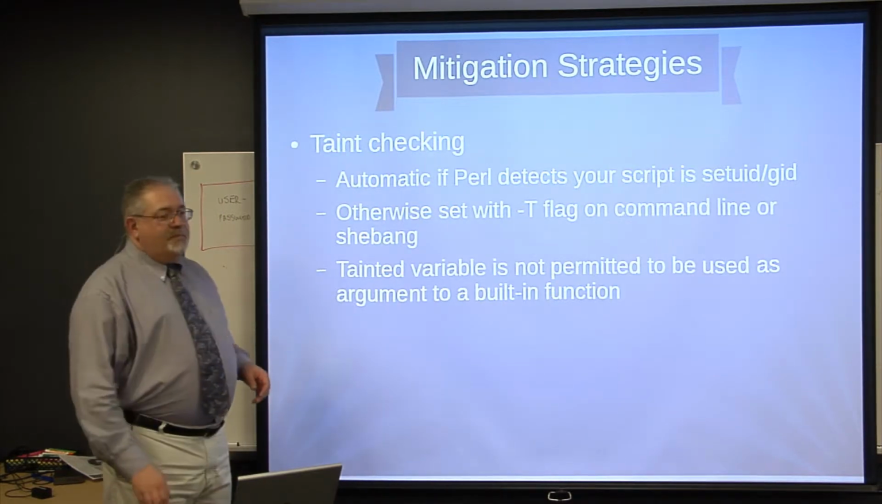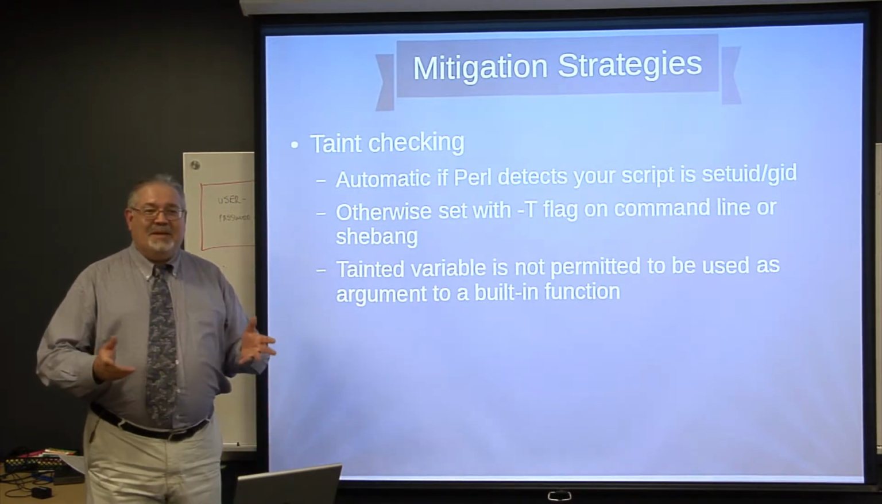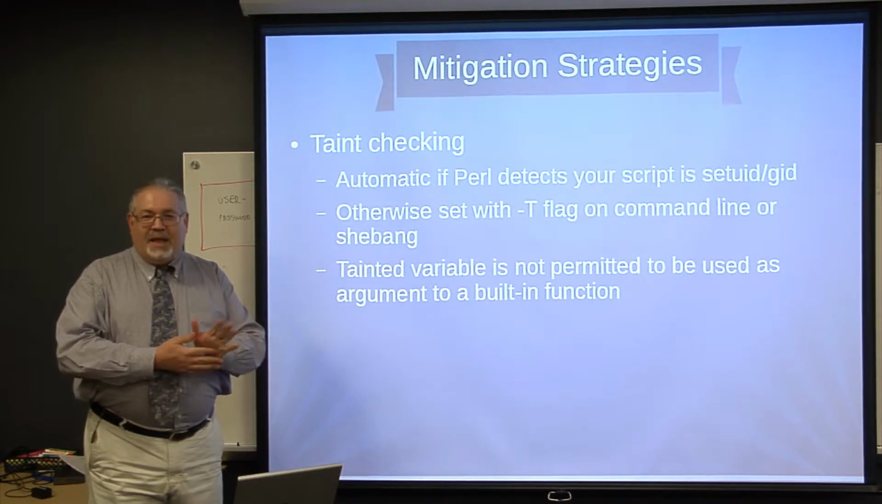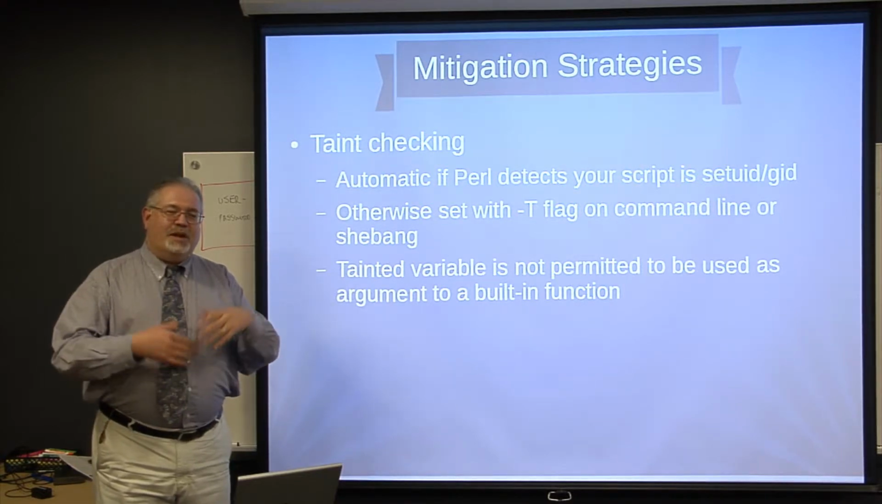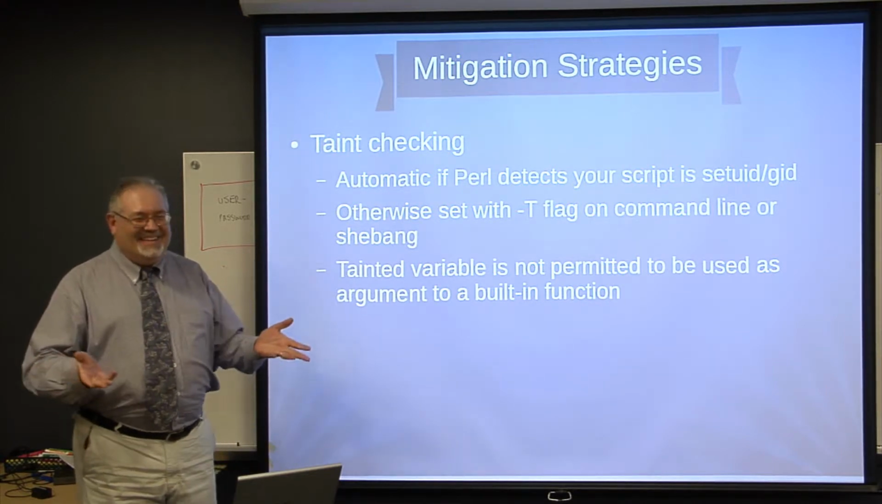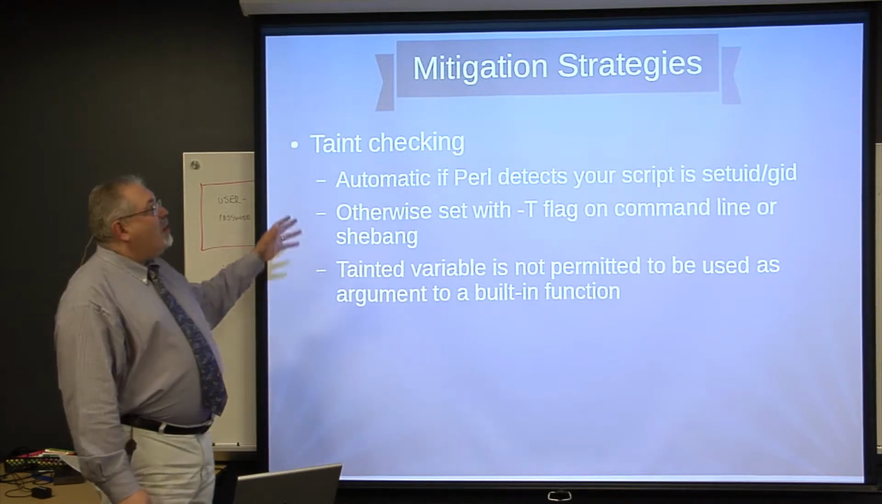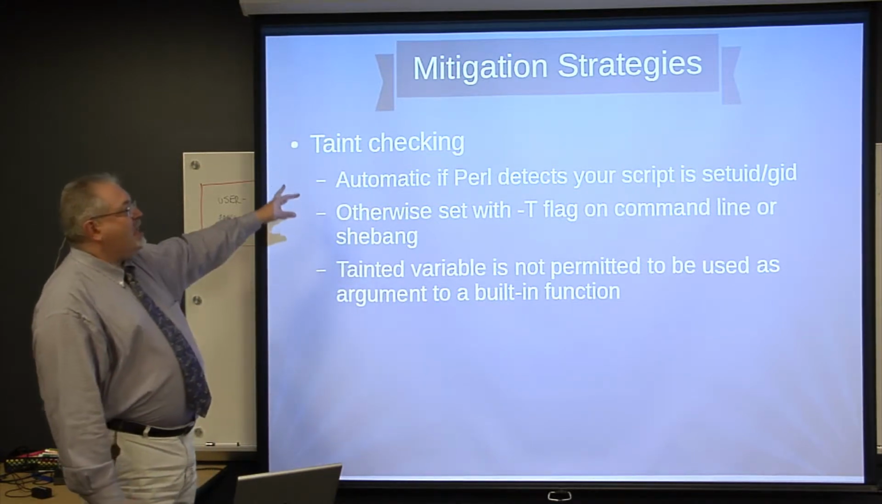So how can we mitigate this terrible mess, and how can we have nice things again? One of my favorite lines from Black Hat, I always start every talk there, is, "This is why we can't have nice things," which is rather sad when you think about it. So a very nice mitigation strategy is taint checking.